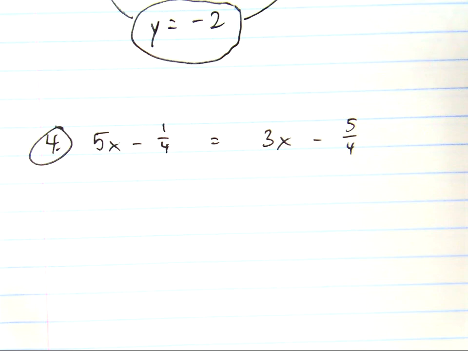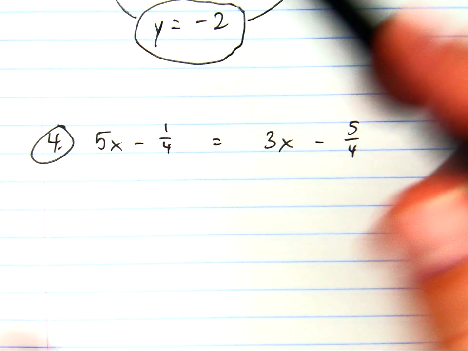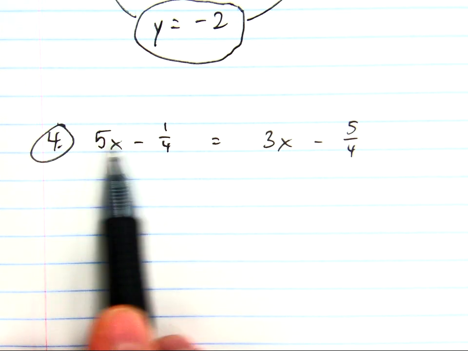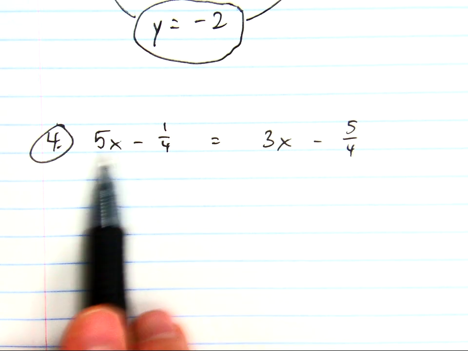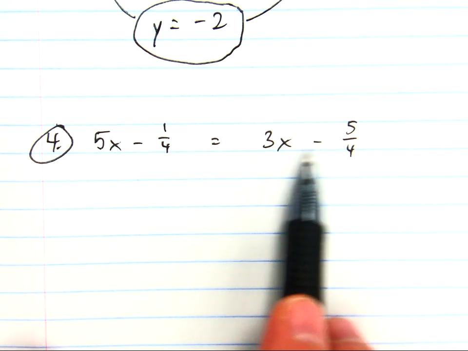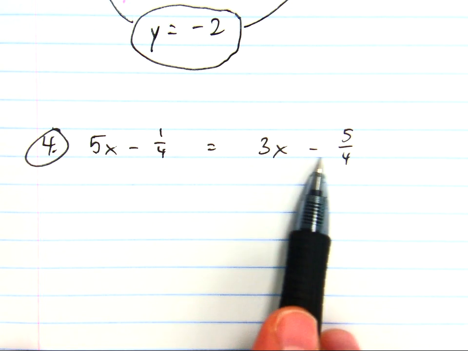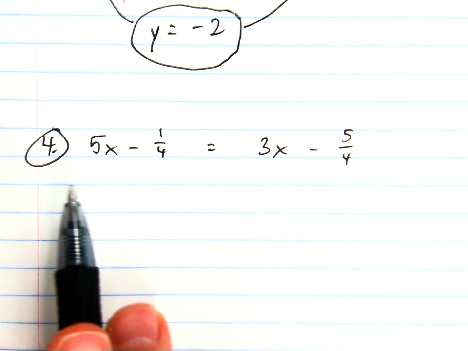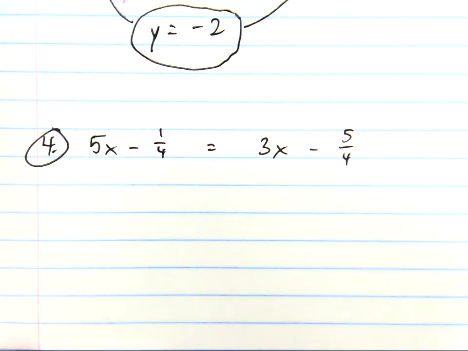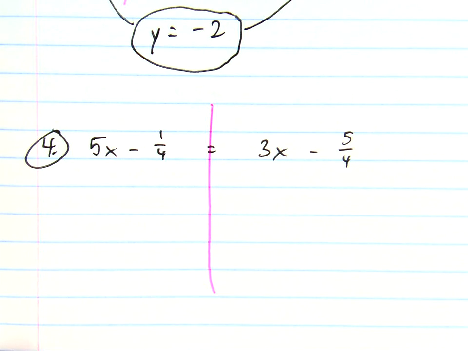Number 4, we have a couple of fractions mixed in there. We have, again, variable term, constant. Variable term, constant. No distribution, and you can't combine like terms here. So you're down to now moving to combine like terms. That is moving sides, moving terms across this line.